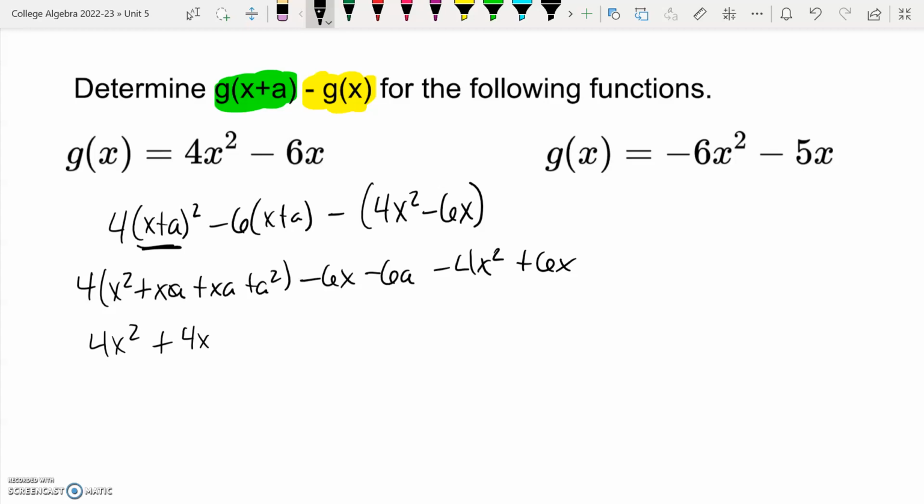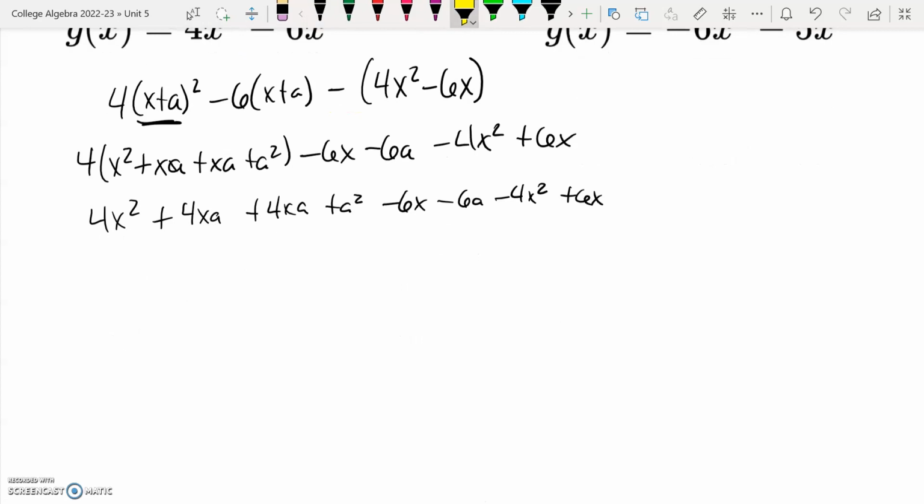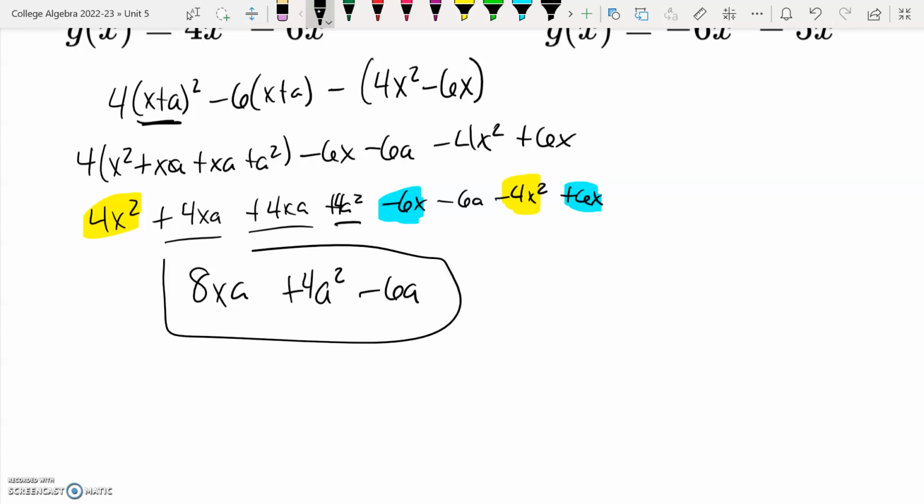So you guys get the point here. It's a lot of work. I understand that. But just make sure, as long as you get it set up right, I firmly believe you guys have the mathematical capability to solve those from there. So then you just combine like terms. X squareds cancel. Okay. X's cancel. And then all I have left is 4xa, which is 8xa. I have an a squared, which should have been 4a squared, that's multiplied by 4. And then I have a minus 6a. I know it's easy to make a mistake, but make sure you're double checking your work on those.